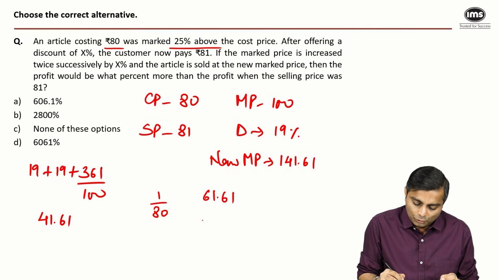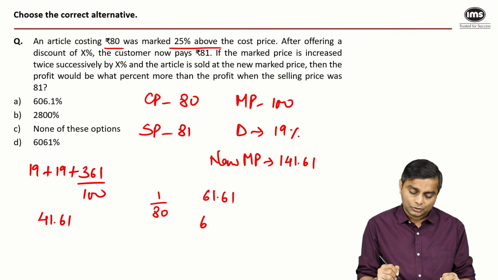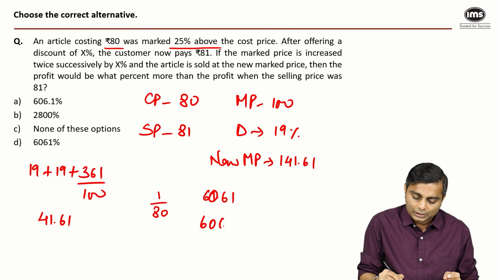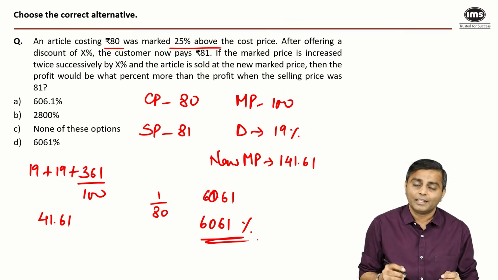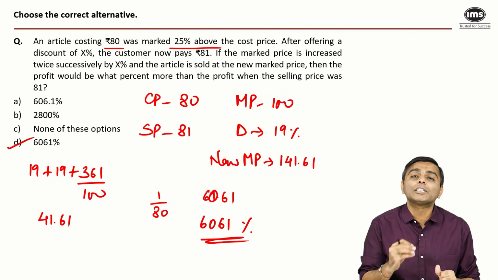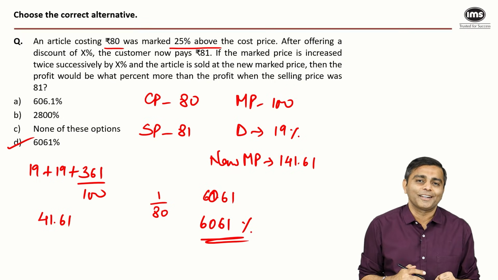So which means we are going to say 81 it is. So this will be 60.61. So 6061%. Correct? Into 100 when we do, this is what you are going to get. So option D, 6061% is what we are going to mark.